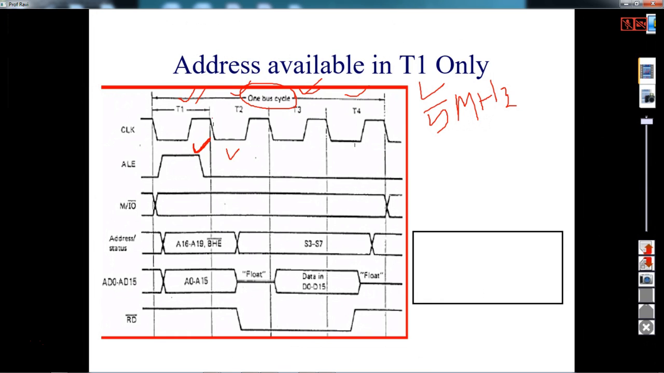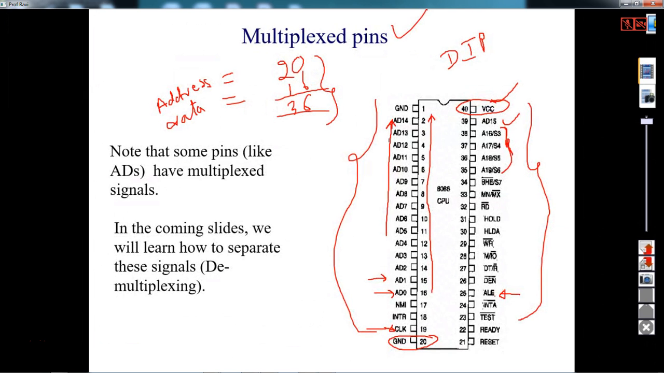So during the first clock cycle, only 0.2 microsecond, the processor places the address from where it has to fetch the instruction. The processor places the address on the address bus only for 0.2 microsecond if it is working with 5 megahertz. After that, it will carry the data.